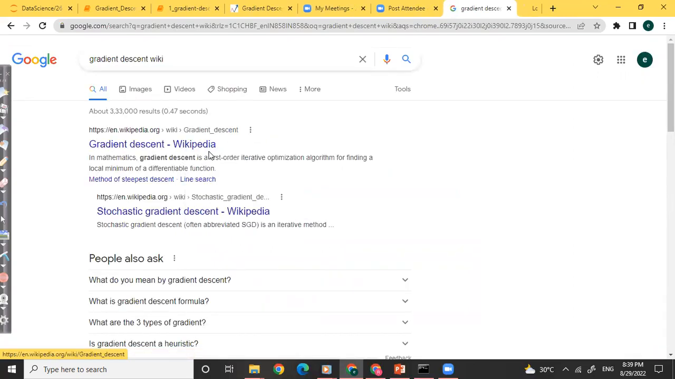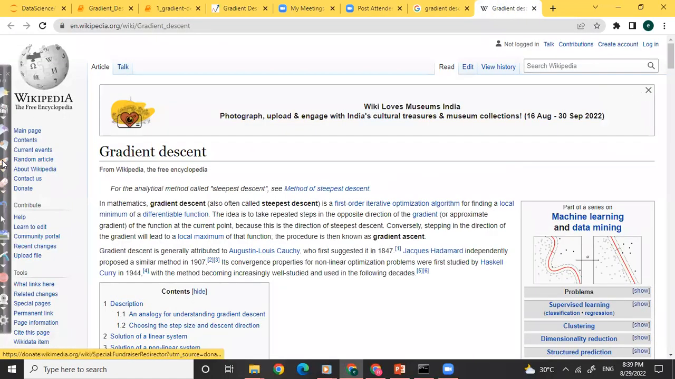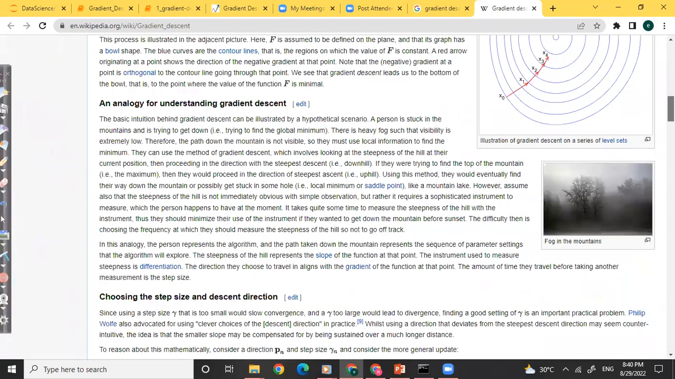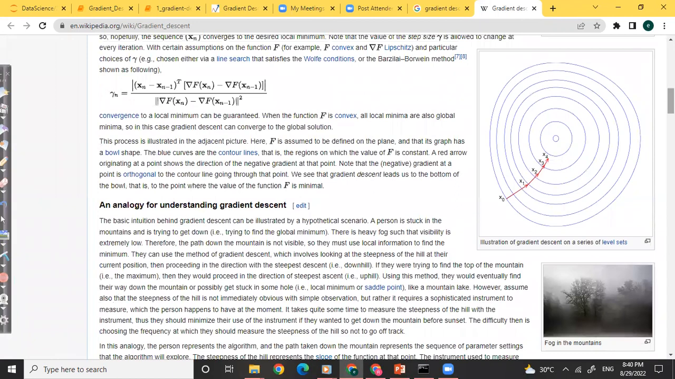Go through the definition. What is gradient descent? Finding a local minimum of a differentiable function. If you see the diagram in the top view, it moves like this, moving towards the minimal point.